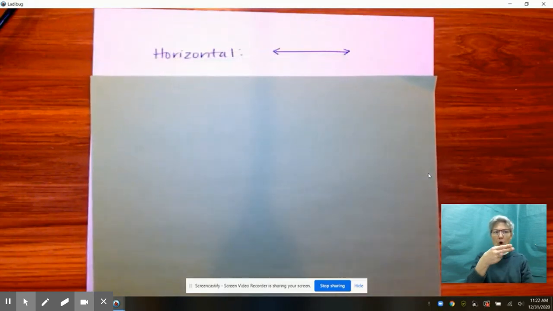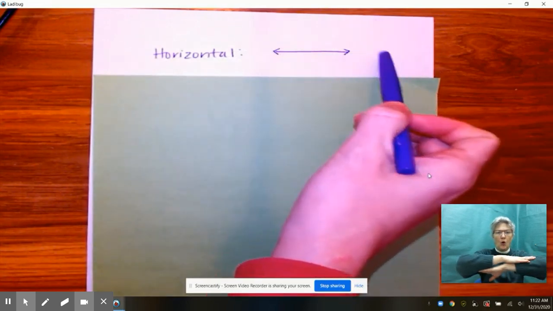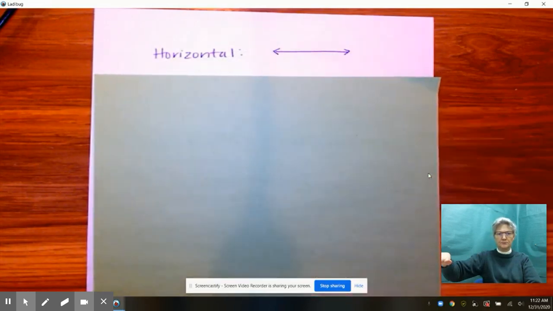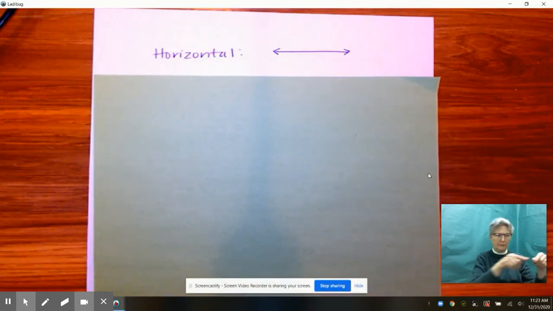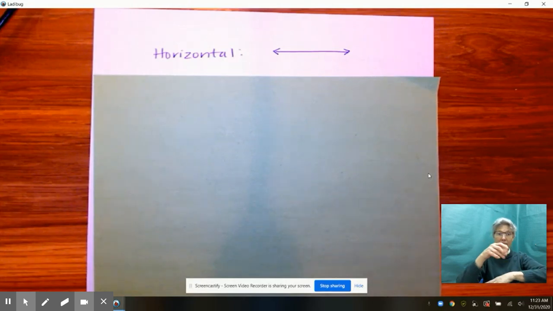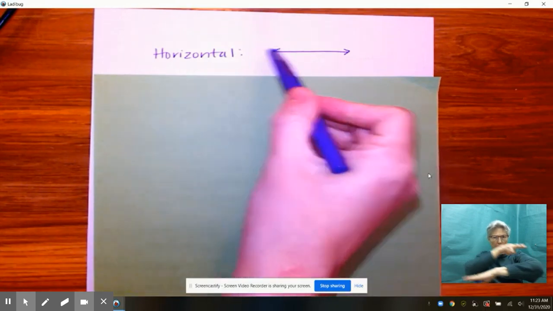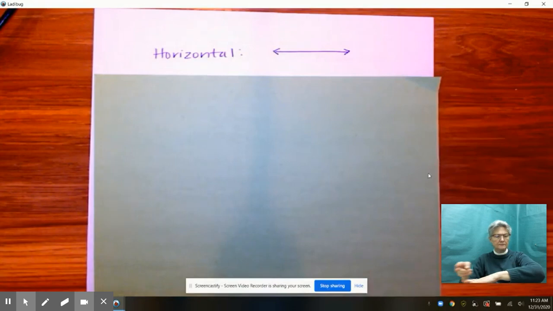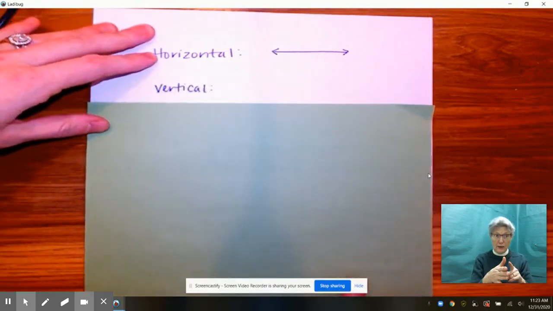So the first term, I have it written down right here, is horizontal. You'll see I drew a horizontal line. The way that I remember horizontal is I think of the horizon line. If you picture in your mind how the sun comes up and the way that the land is, that's the horizon line. So where the sun meets the land or the sky meets the land. So that's horizontal, left to right.